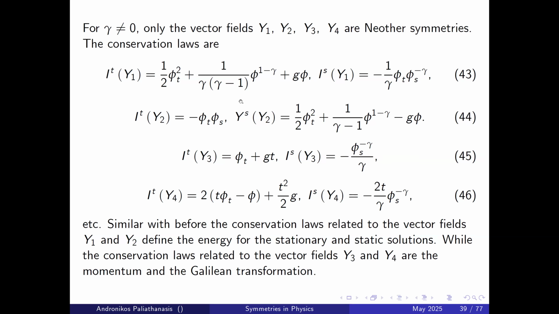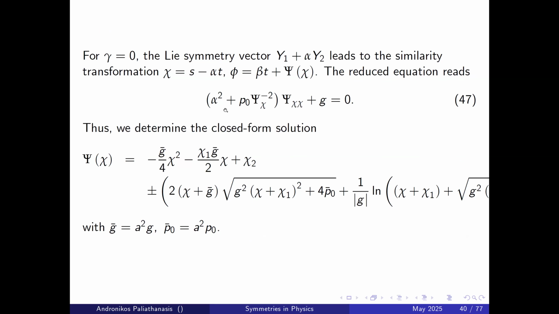So for gamma different than 0, these are the conservation laws. This is for the first vector fields; only the vector fields Y1, Y2, Y3, and Y4 are symmetries, while the rest are not symmetries. Now, if we want to apply the symmetries to find the reduction, to find the solution, we consider the linear combination Y1 plus aY2.